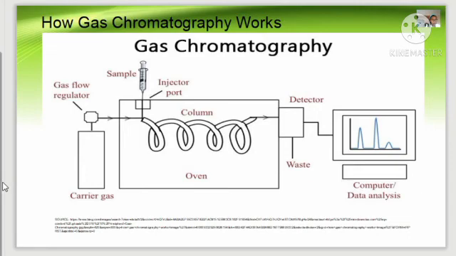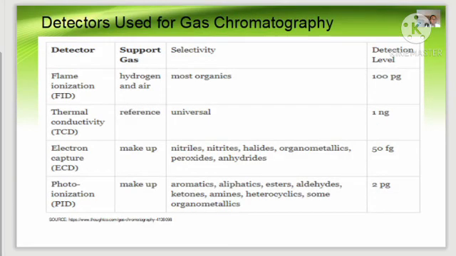So, detectors used for gas chromatography. There are many different types of detectors that can be used to produce a chromatogram. In general, they may be categorized as non-selective, which means they respond to all compounds except the carrier gas; selective, which respond to a range of compounds with common properties; and specific, which respond only to a certain compound. Different detectors use particular support gases and have different degrees of sensitivity. Some common types of detectors include flame ionization, thermal conductivity, electron capture, and photoionization.